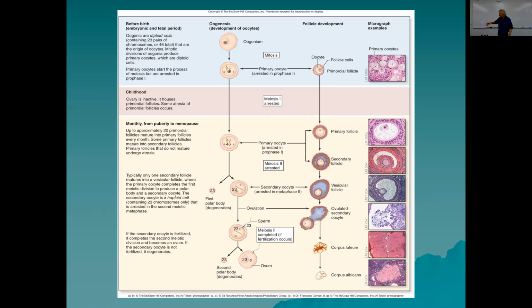We have ovulation, and then the cells that are left over in the mature follicle after the primary oocyte has left become the corpus luteum. And if there is no fertilization, the corpus luteum degenerates in about 11, 12 days and becomes the corpus albicans. And then in the next chapter, we'll look at how the corpus luteum is maintained if there is fertilization and an implantation event.